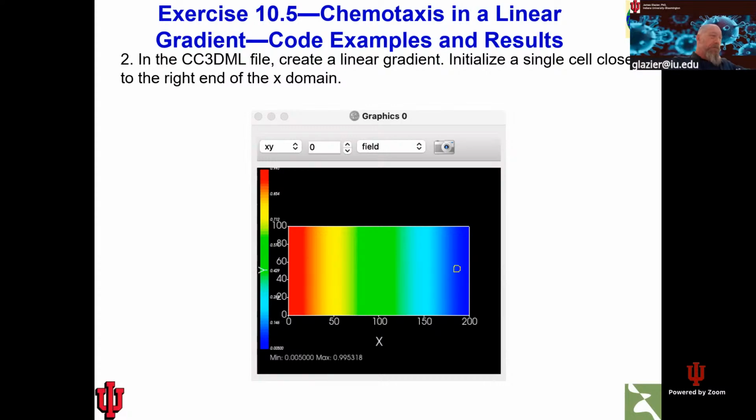So the cell's not moving. Okay, now make it 10. I still didn't see it. Okay, make it 100.